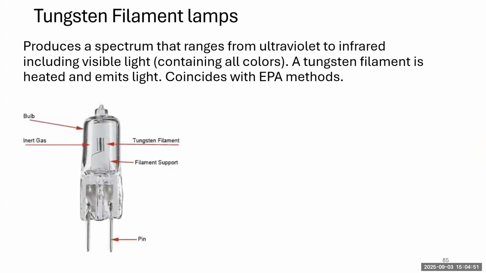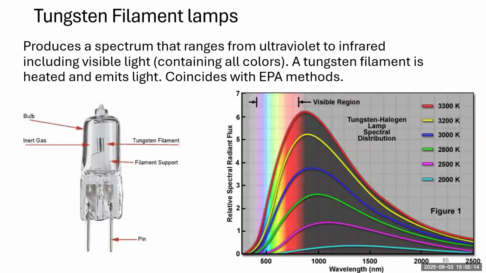The recommended, or the required to a certain extent, type of lamp that's specified in EPA, although it's slightly changing a little bit, is a tungsten filament lamp, and it heats up and emits a light. If you look in the EPA turbidity methods, a tungsten filament lamp is mentioned. It creates a spectrum that goes beyond just visible light. It dips a little bit to the left in ultraviolet and quite a bit to the right into infrared.